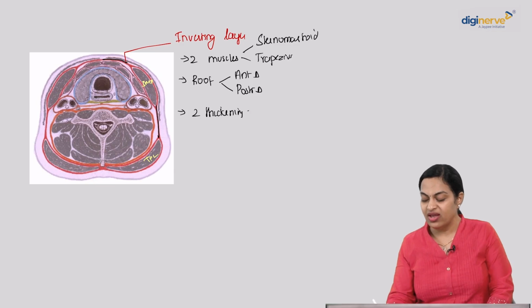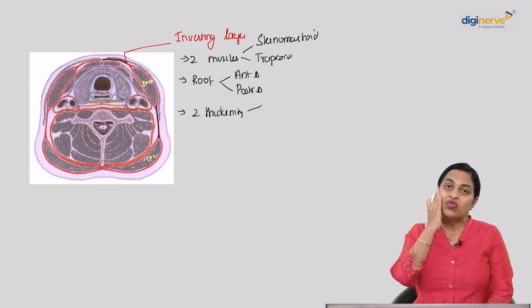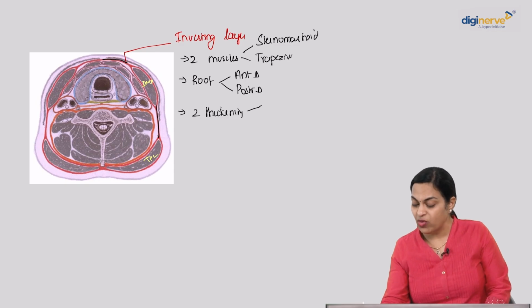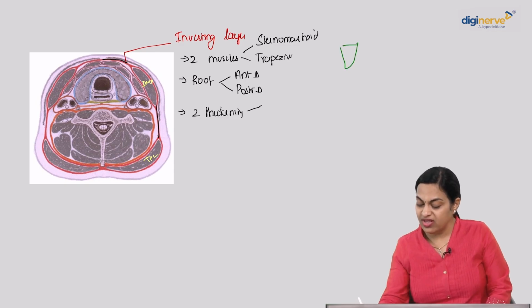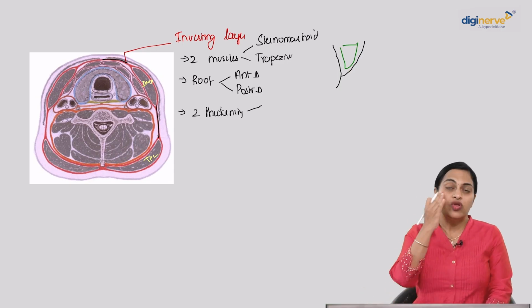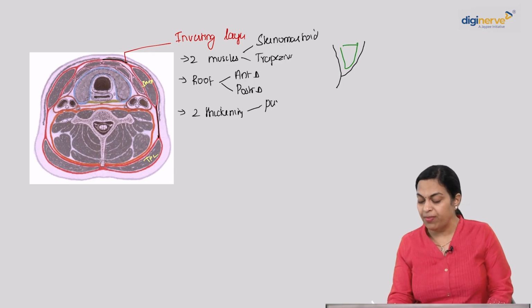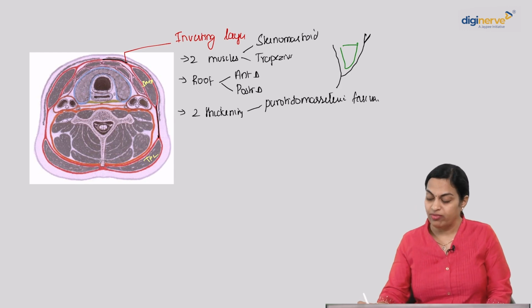One is going to enclose the parotid gland. So if this is the parotid gland, this investing layer will split as a superficial lamella and a deep lamella. The superficial lamella will attach to the zygoma and it forms the parotidomasseteric fascia, right? Whereas the deep lamella will go and attach to the styloid process.